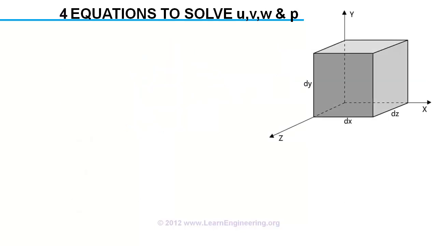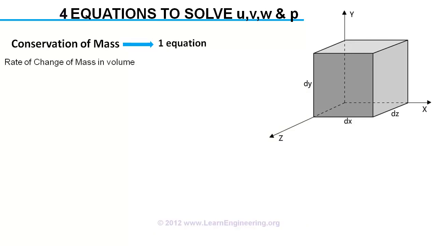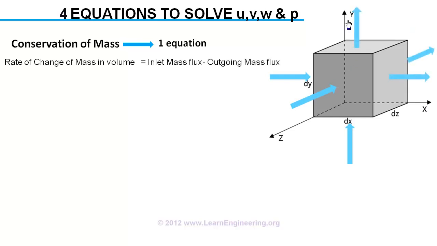To formulate these equations, we will use conservation principles on a small control volume. The first principle is conservation of mass. This will lead to an equation where you will say the rate of increase of mass at a given point is mass flux in minus mass flux out. It can be represented in differential form like this.